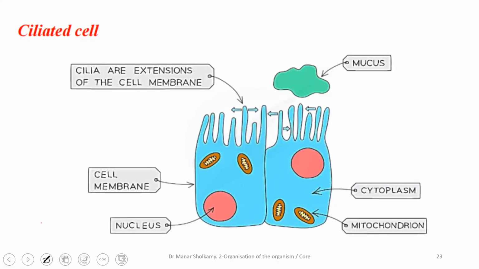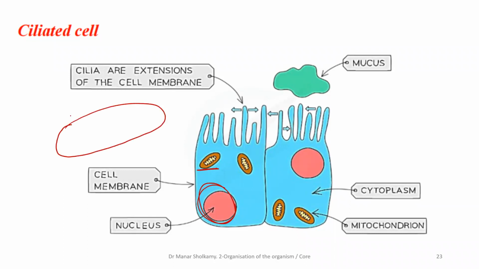You have the ciliated cell here. You can be asked to label the organelles. This is, of course, clearly the nucleus. The mitochondria is very distinct. You can easily spot a mitochondria because you know by now that it has an outer smooth layer and an inner layer that is folded. So the moment you see an organelle that looks like this, you know that it is the mitochondria.